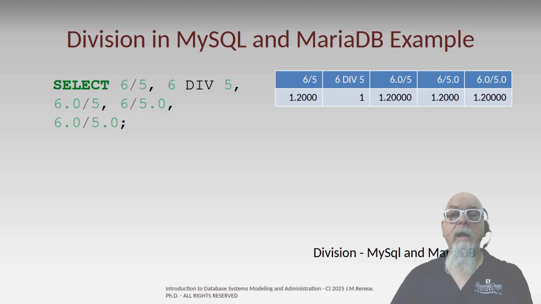In MySQL and MariaDB, you can see an example here of 6 divided by 5 in a whole bunch of different ways. The first one is 6 divided by 5 as integers using slash. Then 6 divided by 5 using the div operator, giving us only the integer, the number of even times 5 goes into 6. And you can see that if we divide a float by an integer, we always also get a float. This is the way it works in MySQL and MariaDB, but this is not the way that division works in all databases, and we'll see that in our slides coming up.